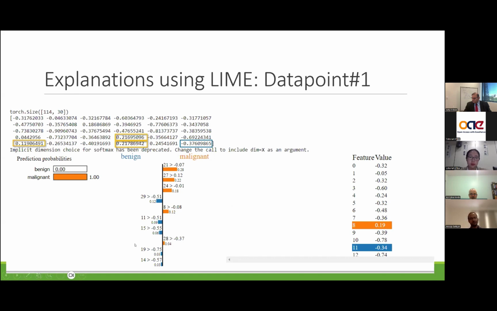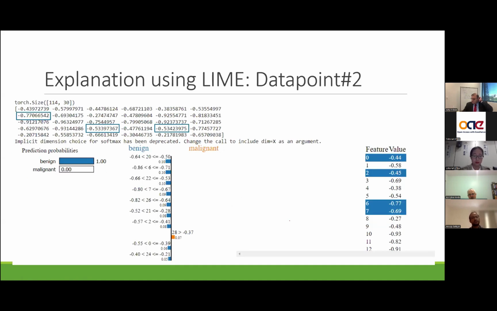So the eventual outcome from the neural network is correctly predicted as malignant. And this is the LIME analysis, which shows which features are causing the neural network to classify it as malignant and why it is so.